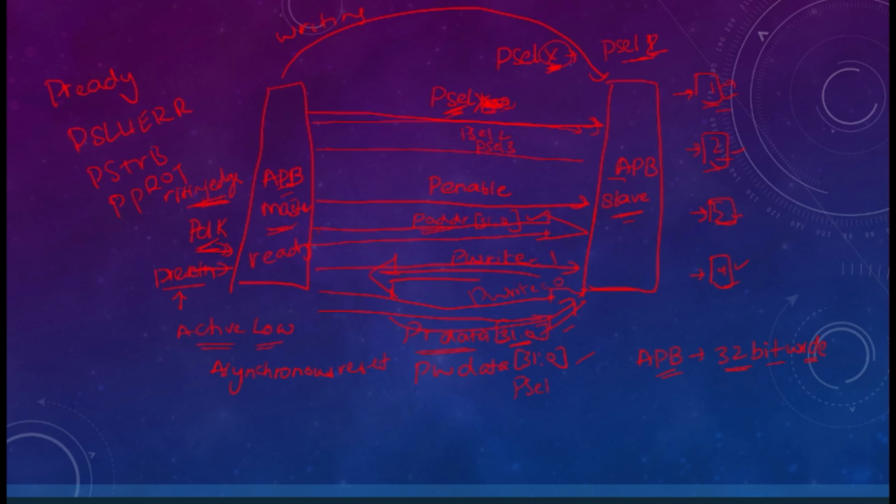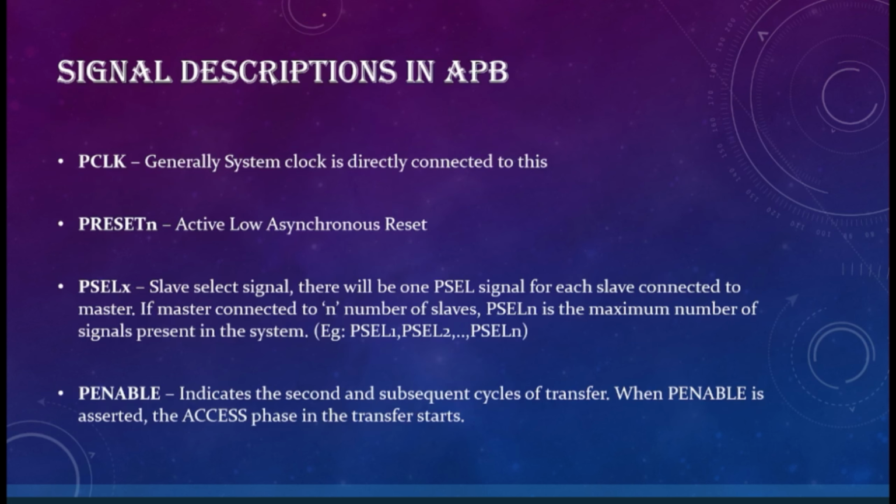Here PREADY is single bit wide, and PSLVERR is also single bit wide. PSTRB is 4-bit wide and PPROT is 3-bit wide. You have to remember the signals and their widths, because while you are writing the code and verifying it, you should consider the signal widths. We'll be talking about these four signals also, don't worry. These are the four extra signals that were introduced in version 1.0 and version 2.0.